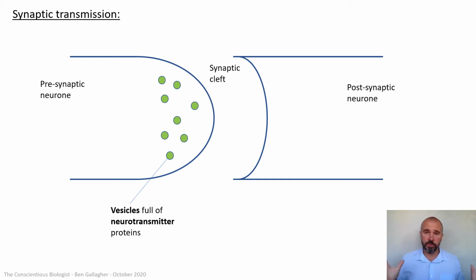Now, there's lots of different neurotransmitters that can work in slightly different ways and cause slightly different responses. But you don't need to worry about that. You just need to know there's these little vesicles, which is literally a tiny bubble of membrane that's full of these neurotransmitter proteins. Now remember, neurons are still just cells, so they need to make proteins because it's the proteins that will do everything for them.